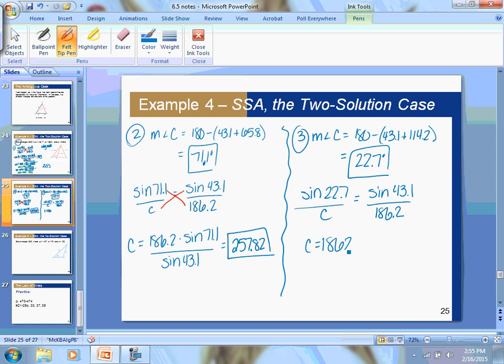So I have the 186.2 times the sine of 22.7. I'm going to divide by the sine of 43.1. And now this time my measurement for the side C, when you type this into your calculator and get your answer, will be 105.16.